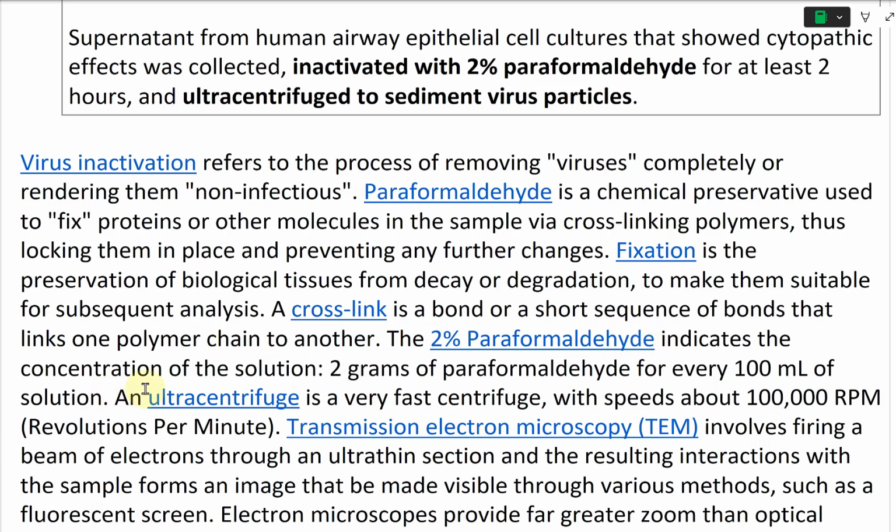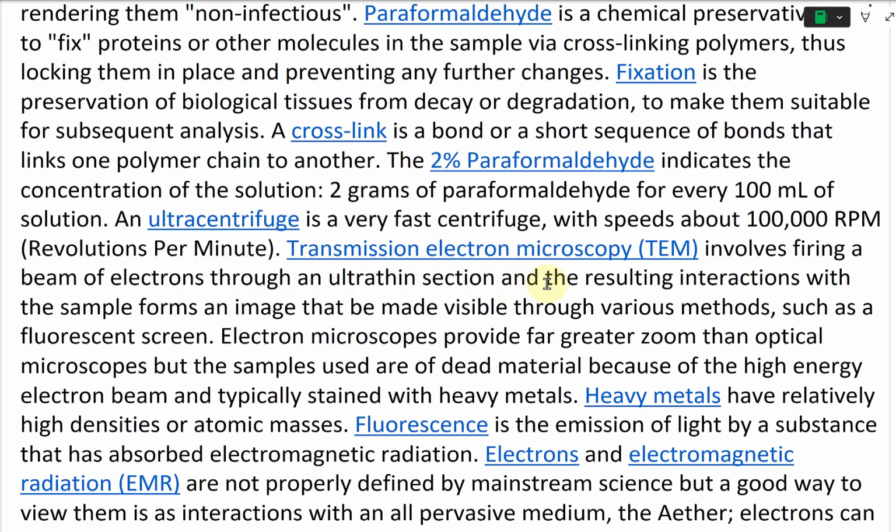And the 2% paraformaldehyde indicates the concentration of the solution, so 2 grams of paraformaldehyde for every 100 milliliters of solution. And an ultracentrifuge is basically a very fast centrifuge with speeds up to 100,000 RPM or revolutions per minute. And transmission electron microscopy, TEM, involves firing a beam of electrons through an ultra-thin section, and the resulting interactions with the sample form an image that can be made visible.